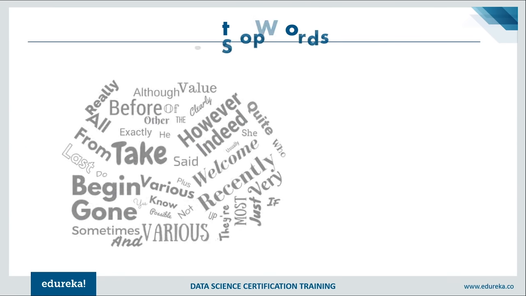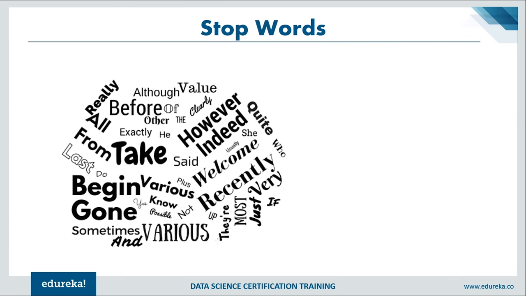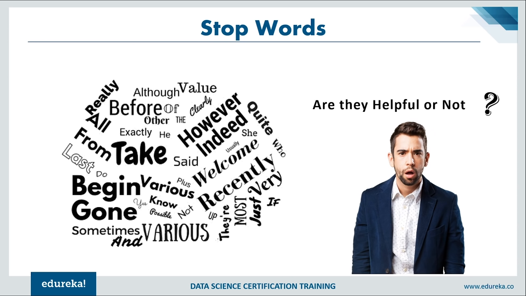Now, do you know there are several words in the English language such as I, at, for, begin, gone, no, various, which are thought of as useful in the formation of a sentence, and without them, the sentences won't even make sense. But these do not provide any help in NLP. So these lists of words are known as stop words. You might be confused as to whether they are helpful or not. They are helpful in the English language, but not helpful in language processing.